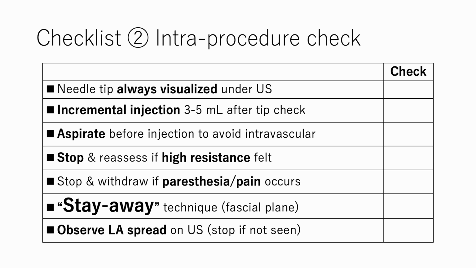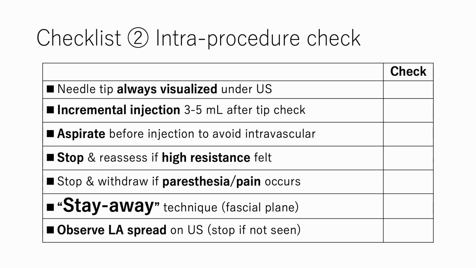Now, this is the during the block checklist. Always keep the needle tip in view. In some hospitals, the whole procedure is even recorded on video for later review. Inject the local anesthetic in small, incremental doses. This helps prevent both toxicity and nerve injury. Always aspirate before injection to make sure you're not in a vessel.